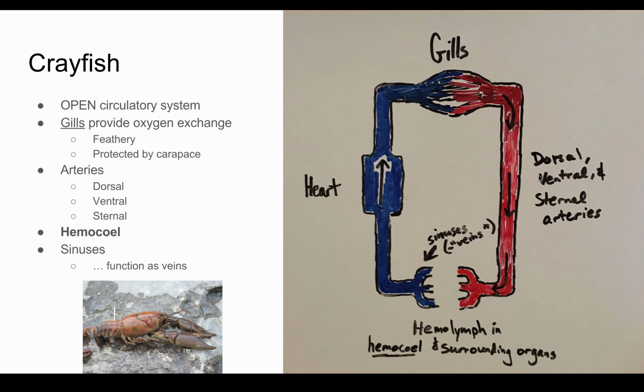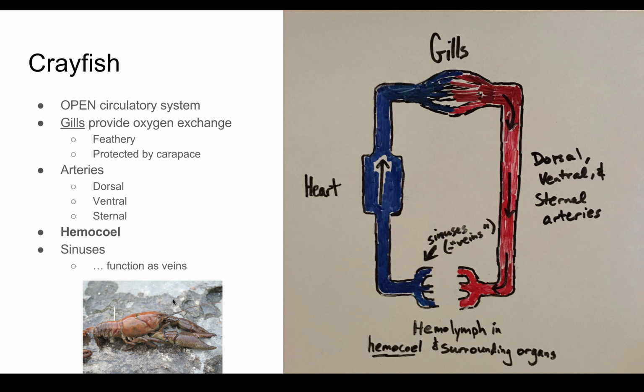So as the blood travels through the main arteries in a crayfish, the dorsal, ventral, and sternal arteries, this is an open system. So blood exits as hemolymph, and it goes into this large chamber called the hemocoel. And it takes nutrients and oxygen to surrounding organs, and it returns to the heart in these sinuses that function as veins. They're not true veins. These sinuses take the blood back to the heart. It's a one-chambered pumping system. And the oxygen exchange mechanism is the gills.